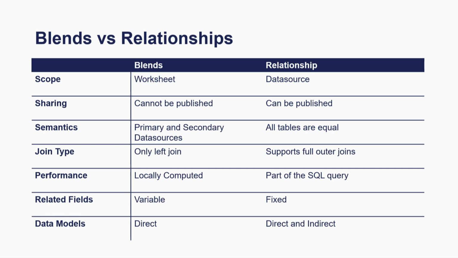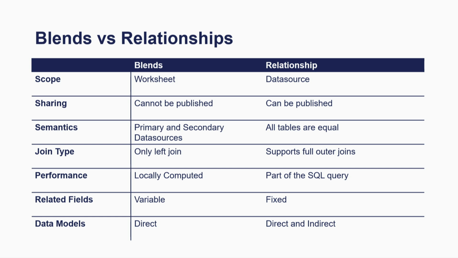In terms of the scope, blends are set on a per worksheet basis, whereas with relationships, it's defined at the data source level. And so that has some really significant implications for sharing. Since blends are part of the worksheet, you cannot publish a blend. But since relationships are part of the data source, you can publish a relationship for other people to use.